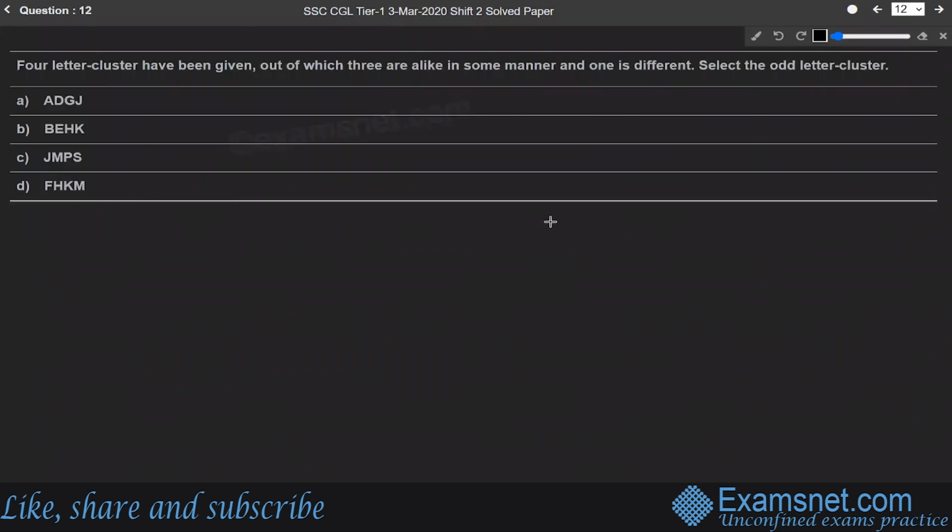Next question is, four letter clusters have been given, out of which three are alike in some manner and one is different. Select the odd letter cluster. What is a letter cluster? Cluster is, in simple words, a group. So letter cluster means a group of letters. So we have to find the odd one here. Odd one means the one that is different from all the others. And it is given that three are alike, means three are same and one is different from the given four options. So in order to understand this, we first need to understand how this letter cluster is formed.